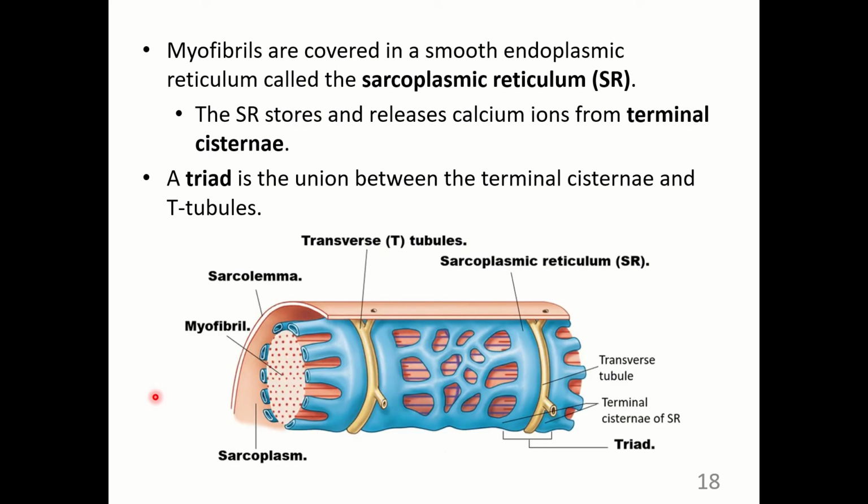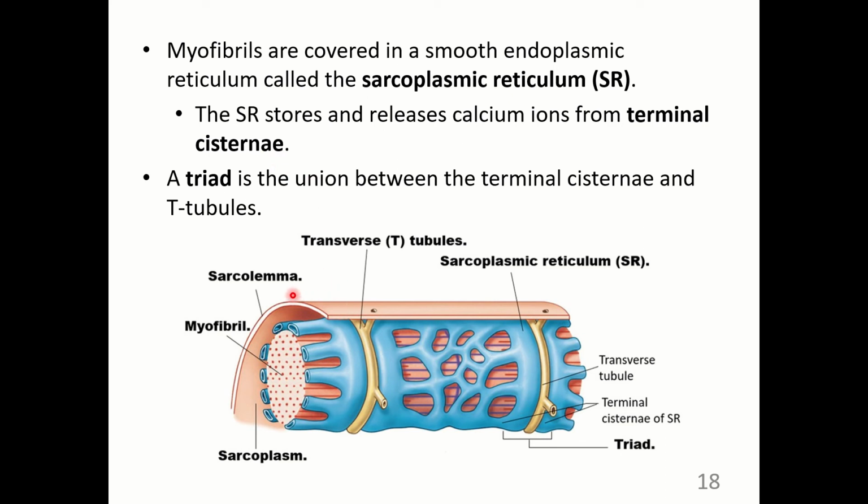Myofibrils are covered in a smooth endoplasmic reticulum called the sarcoplasmic reticulum, abbreviated SR. The sarcoplasmic reticulum stores and releases calcium ions from terminal cisternae. A triad is the union between the terminal cisternae and T-tubules.